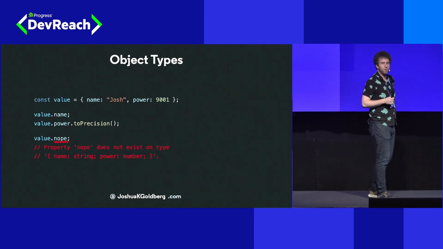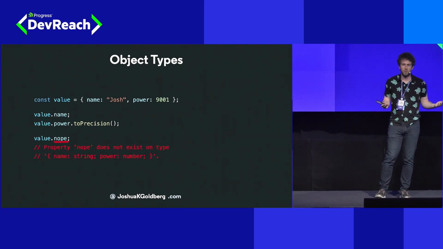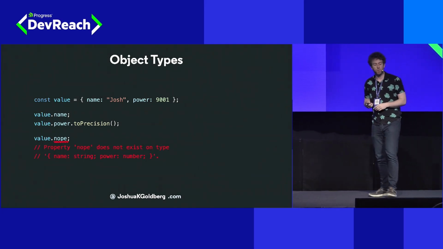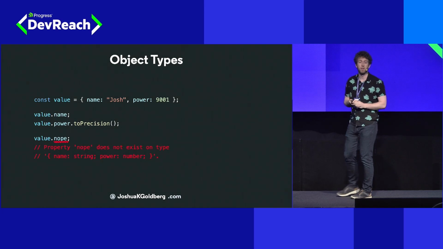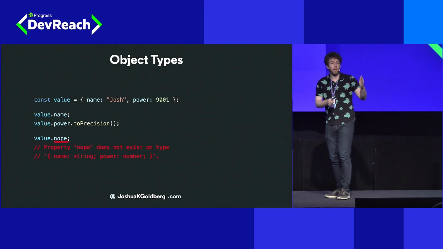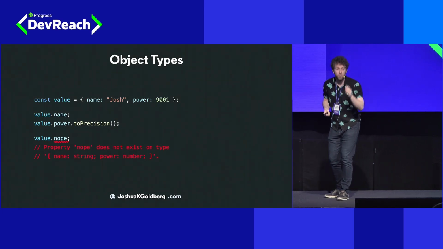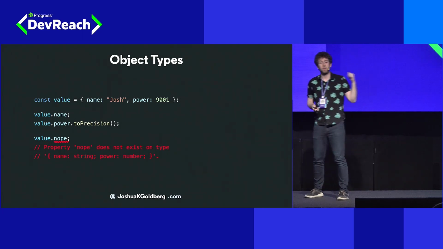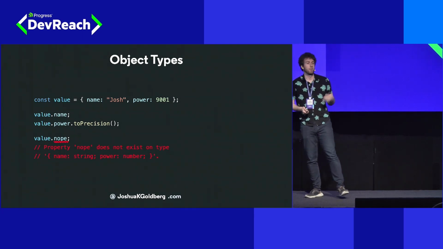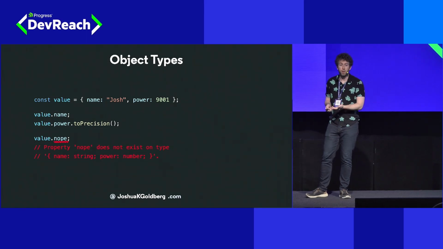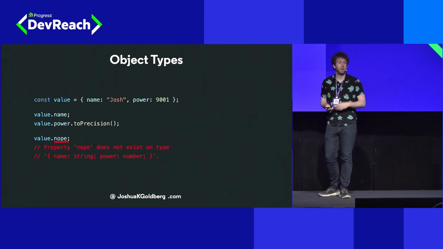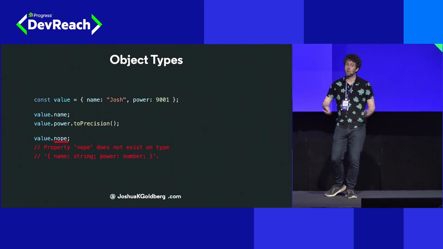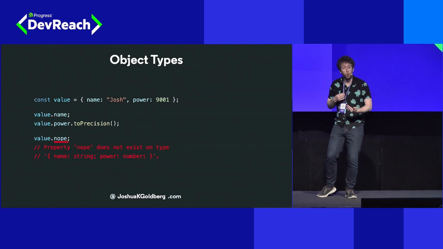TypeScript allows you to have values that are objects. If it didn't, it would be useless because JavaScript has objects everywhere. TypeScript will understand the type of something that is an object to be that same object type with whatever primitives or nested objects you use inside of it. Here, this const value is an object that has a property that's number and a property that's string. So you're allowed to call value.name, value.power.toPrecision, but if you do value.nope, TypeScript knows that nope doesn't exist in the object.